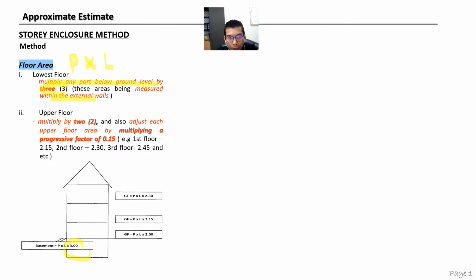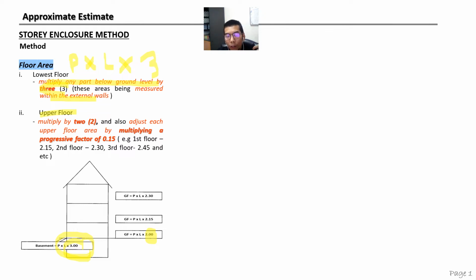So at the same time, in applying this Storey enclosure method for floor area, you have to times by 3 for the basement part. So that is for the lowest floor. For the upper floor, you have to multiply by 2. So it means that the weightage starts from 2, the value of 2 for the ground floor. Then when it goes up, you have to add the progressive factor of 0.5. So it means that you start with 2 for the ground floor.